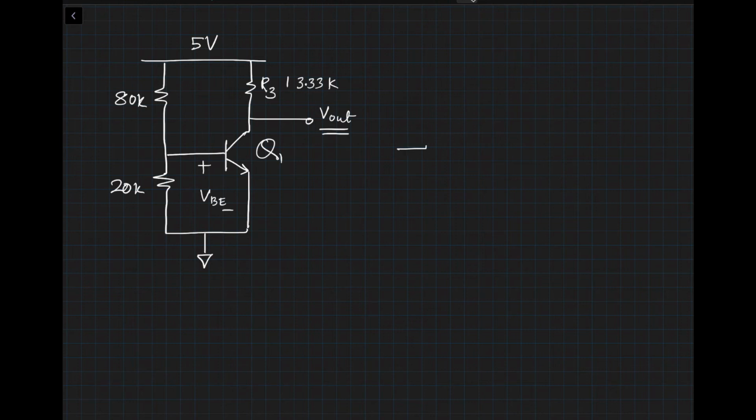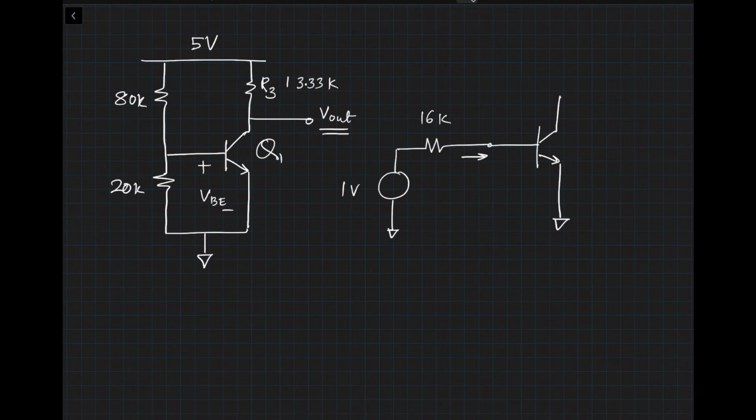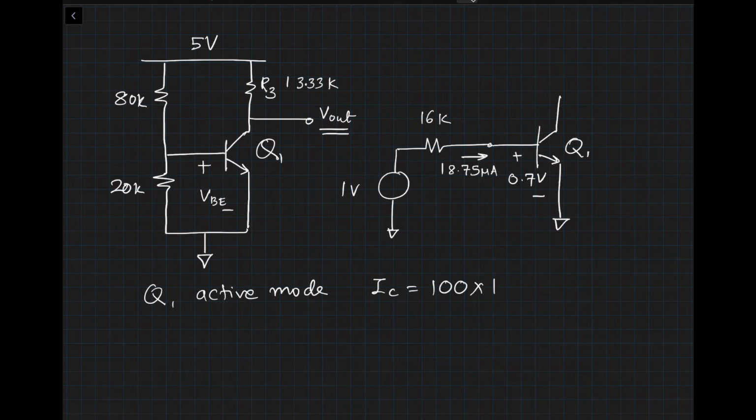We go back to the same method again, step by step. This is our Thevenin equivalent of 1 volt and this is our 16K. We are back to the DC operating point, so we are doing DC analysis, or a large signal analysis, right now. So this was 18.75 microamps and this was 0.7 volts. Same as before. If we continue to assume the transistor Q1 is in active mode, then IC will be equal to 100 times the base current of 18.75 microamps, and this will be equal to 1.875 milliamps.